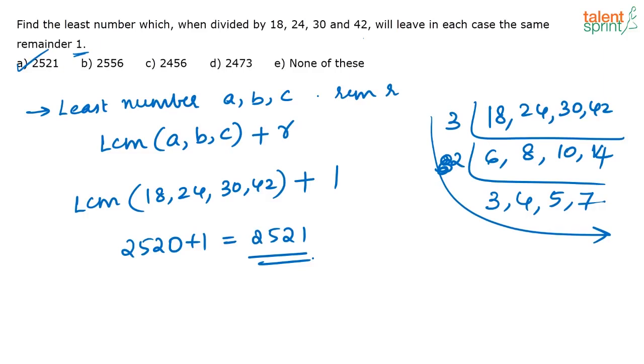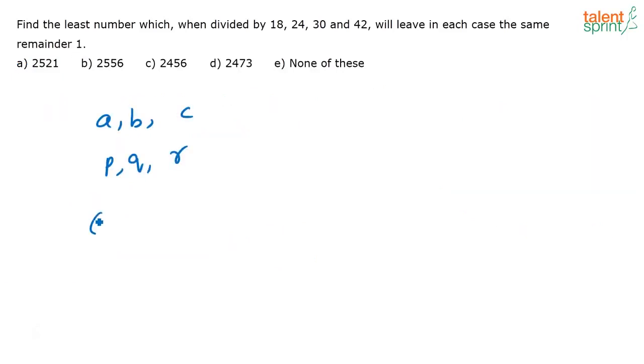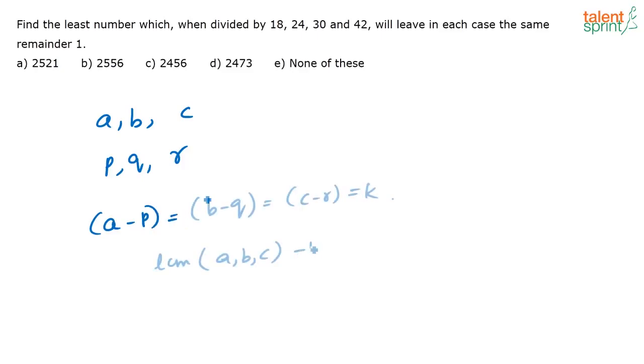Now, similarly, there are also other models. See, sometimes in the question, they will give that. Let me explain that also here. Let me just write down something so that it's easier to explain. See, if you have the least number which when divided by these numbers A, B and C leaves a remainder P, Q and R, and in such a way that if A minus P is equal to B minus Q is equal to C minus R is equal to K, then I can say that the least number that I am looking for is nothing but the LCM of these 3 numbers minus K.